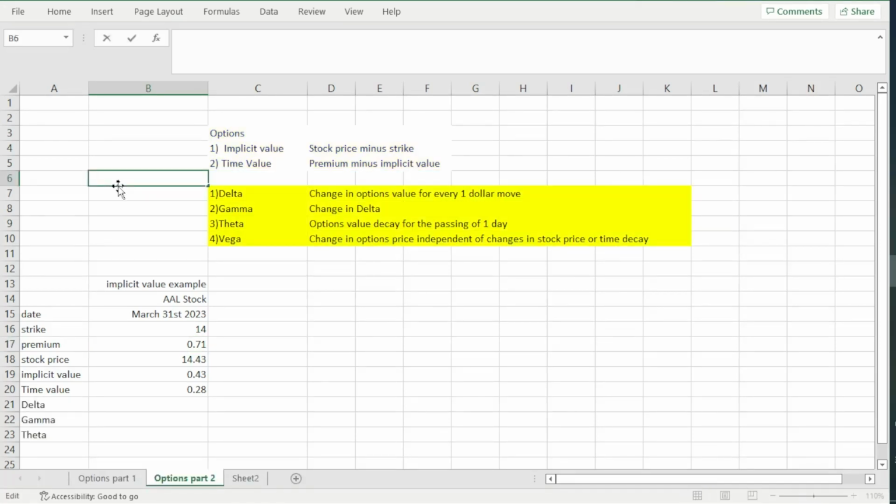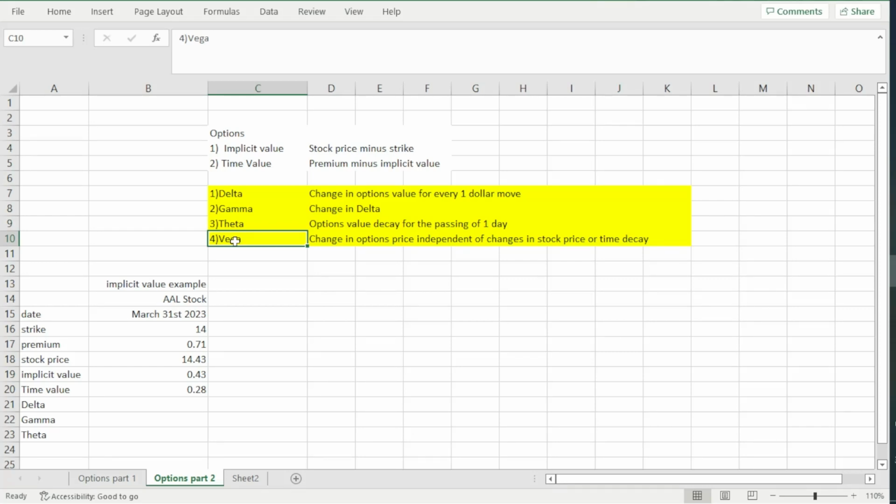All right, everybody. Now we're looking at part two, where we're going to talk about the options Greeks. Delta is essentially the change in options value for every $1 move. Gamma is the change in delta. Theta is the options value decay for the passing of 1 day. And vega is the change in options price that is independent of changes in stock price or time decay.